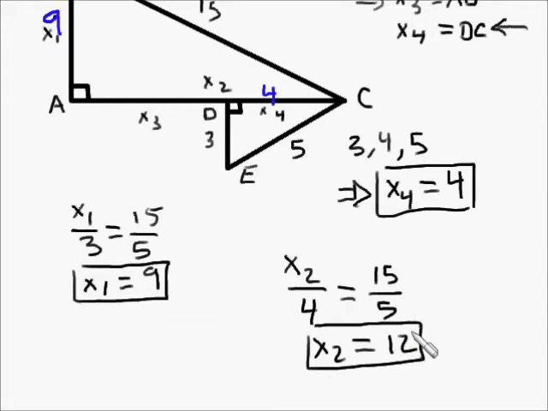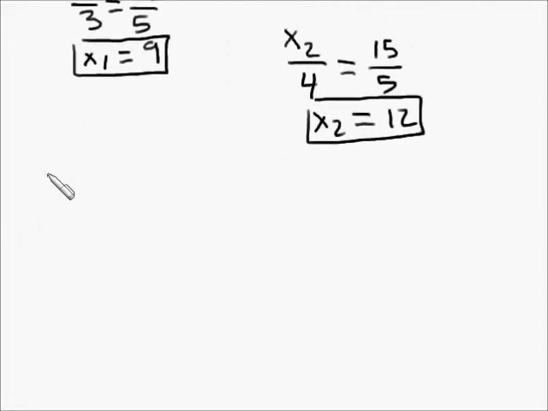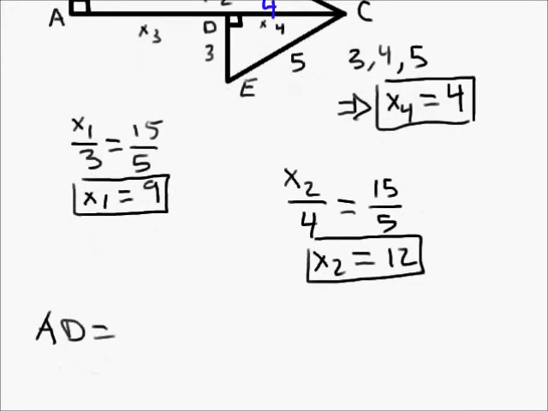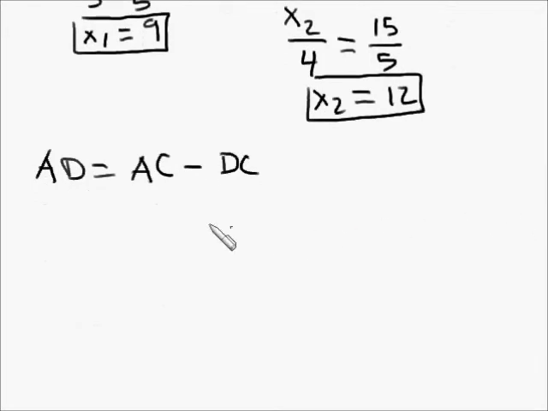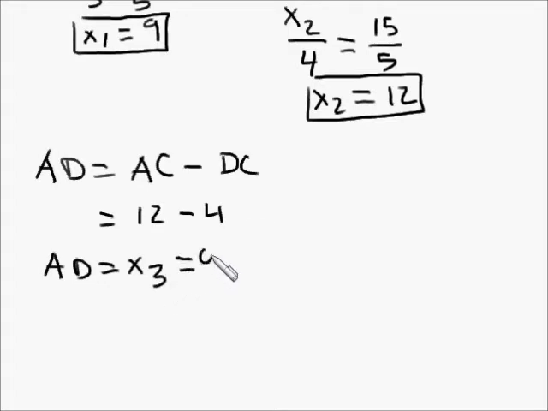One last line to find, and it's this one, AD. We can find that length, so we may as well. Now, AD was equal to, let's see here, it's AC, the long line, minus the length of the short line, DC. And that little subtraction is going to get us 12 minus 4. AD, or x sub 3 as I called it, is length 8.